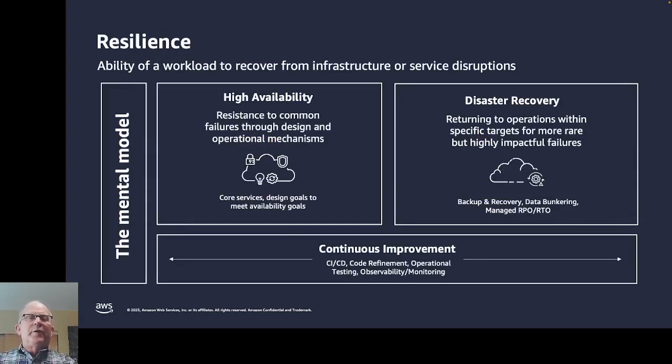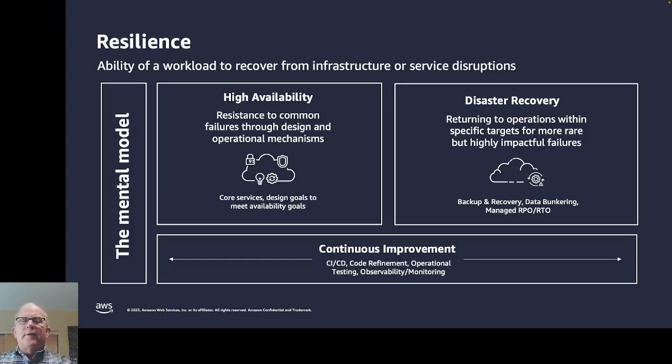We define resilience as the ability for workloads to respond and quickly recover from failures. The mental model for resilience is to think about three things. One, how can you build your systems to be highly available with resistance to common failure modes built in? Two, how can you recover your system if you run into rare but highly impactful failure scenarios? And then finally, this notion of continuous improvement. Resilience is not a one-time thing you can just check off your list.